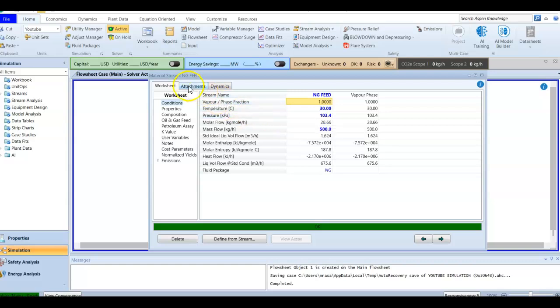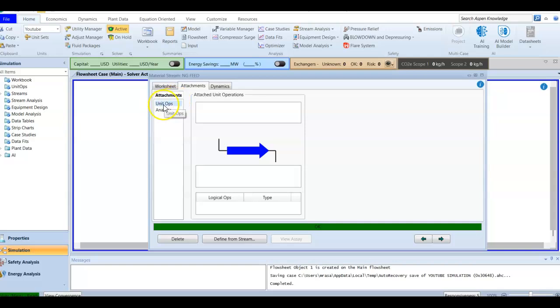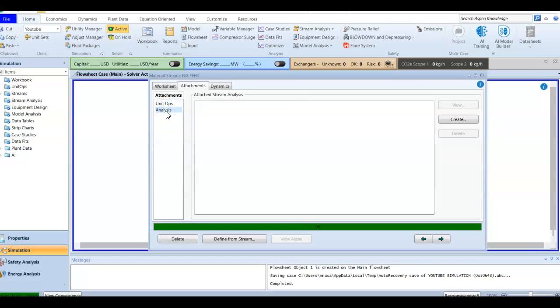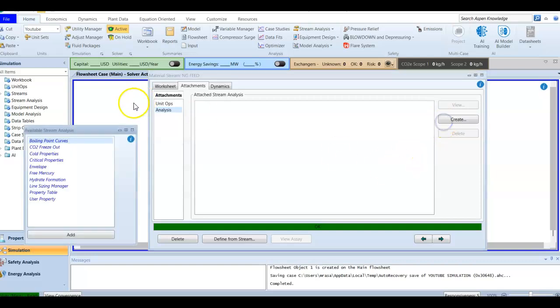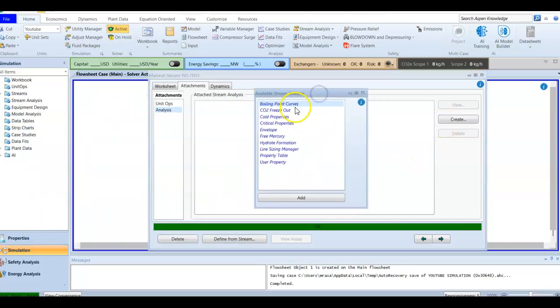So here at the attachment, we have a unit operation. We have talked about this before. It's related to the unit operation that the natural gas feed stream is attached to. For the analysis here, we can attach any stream analysis. These are the options available: boiling point curve, carbon dioxide freezing out, critical properties, and this one is the phase envelope that I'm looking for. Here we don't have mercury, so we can't have a free mercury calculation.